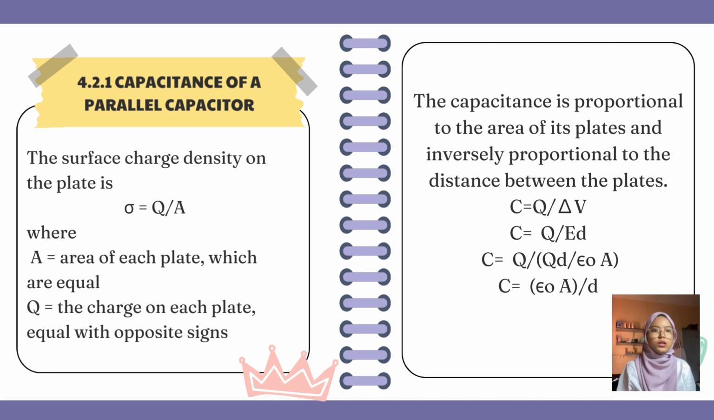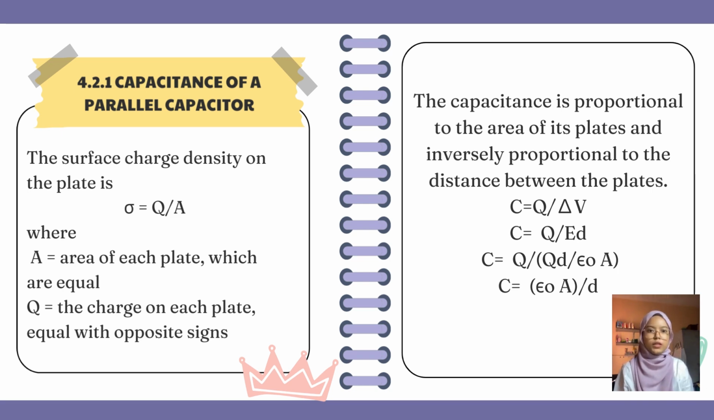Now let's move on to the capacitance formula. Capacitance of a parallel plate capacitor is given by the ratio of the charge on each plate to the potential difference between the plates. We express it as C equals Q per delta V, where C represents the capacitance, Q is the charge on each plate, and delta V is the potential difference between the plates.